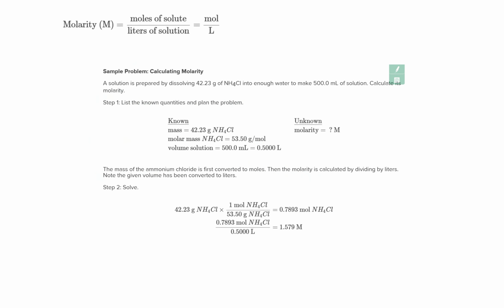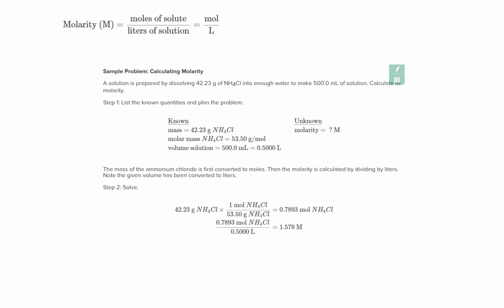All right. Now this is some new stuff, like new stuff. Molarity is just a ratio of the moles of the solute divided by the liters of the solution. Okay, so how would you calculate this? Well, here's an example from the textbook. A solution is prepared by dissolving 42.23 grams of ammonium chloride into enough water to make 500 milliliters of solution. Calculate its molarity.